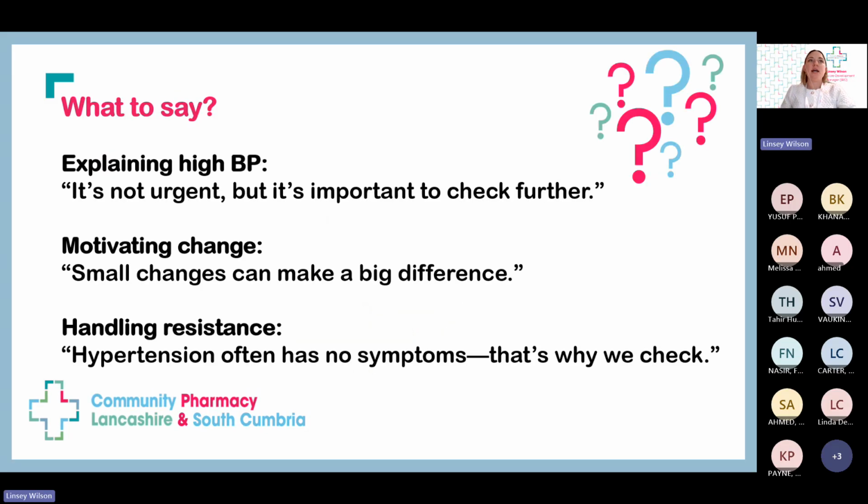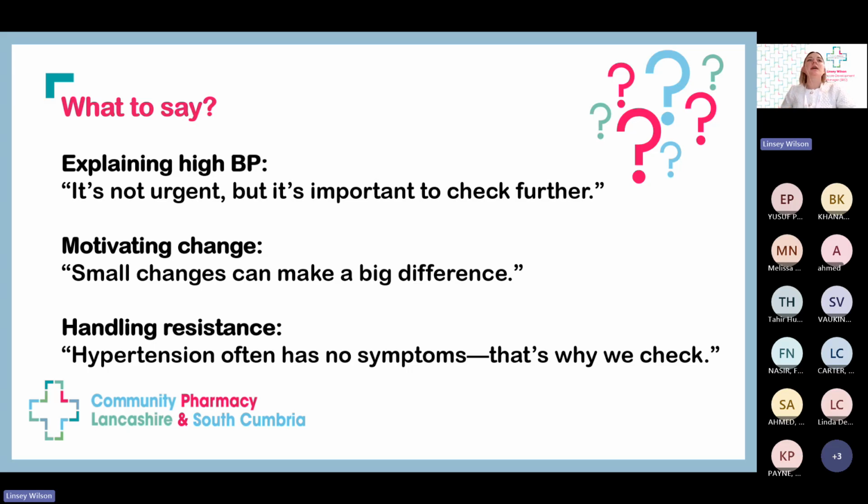So some of the things we can say, explaining a high blood pressure: it's not urgent, but it's important to check further. Motivating that change: a lot of people are resistant to change, they're stuck in their ways. I've smoked for 15 years, and I like my wine in the evenings, and, oh no, I've got a desk job, so I don't get time for any exercise. We want to be instilling that motivation for change into people.